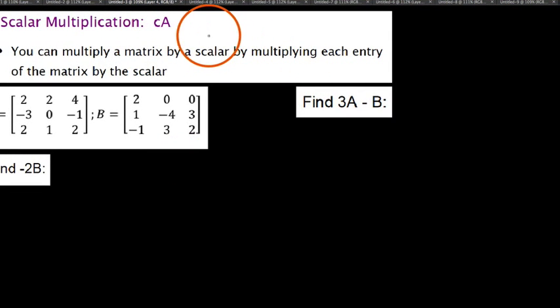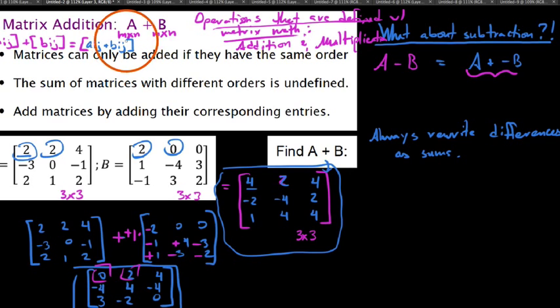Okay, YouTube, in this video we're going to look at another matrix operation called scalar multiplication. I do want to say this, at least if you tuned into my last video, I said that the only two operations that are defined with matrices are addition and multiplication, and I failed to mention that the third operation is scalar multiplication, and that's what we're going to talk about in this video.